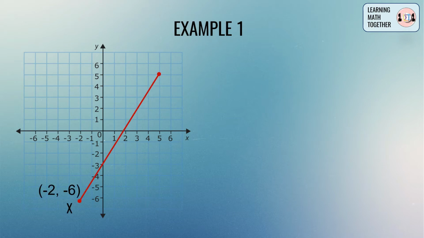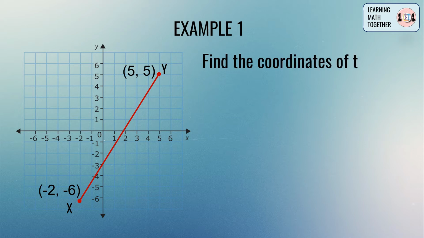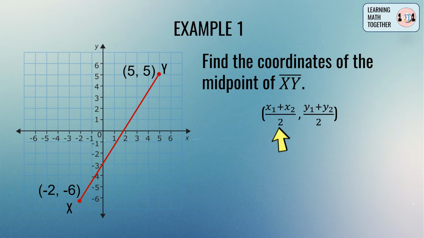For example number 1, we have the endpoints of the line XY. For x, we have -2 and -6. For y, we have 5 and 5. So our task here is to find the coordinates of the midpoint of the line segment XY. We can do that by applying the midpoint formula, wherein we add the x coordinates and divide it by 2, and do the same also with the y ordinates. We have to add it and divide it by 2.